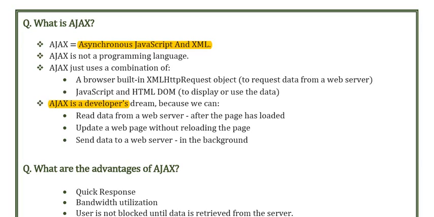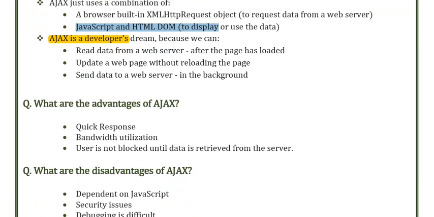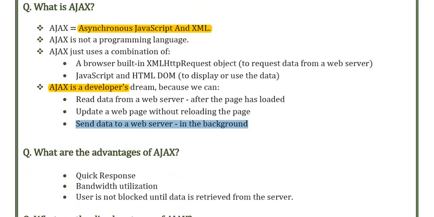Ajax uses a combination of the browser's built-in XMLHttpRequest object and JavaScript with the HTML DOM. Ajax is a developer's dream because it reads data from the web server after the page has loaded, updates the web page without reloading the page, and sends data to the web server in the background.